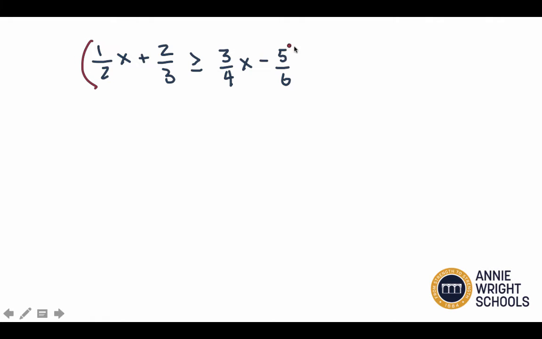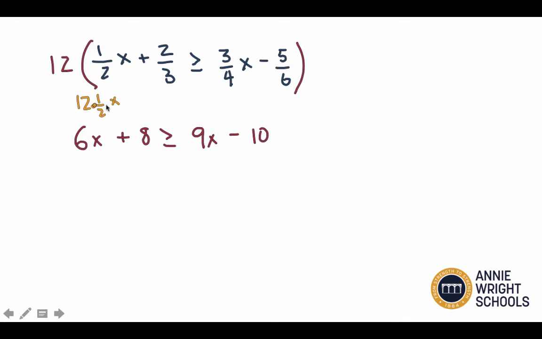All right, I tried to give you the hint. Just like solving an equation, my first step is to multiply everything by 12. I get 6x plus 8 is greater than or equal to 9x minus 10. And that looks so much easier. So how did I get that? 12 times 1/2 times x plus 12 times 2/3, 12 times 3/4 times x, and 12 times 5/6. Good? Because I multiplied by 12, I don't have to switch the inequality sign.